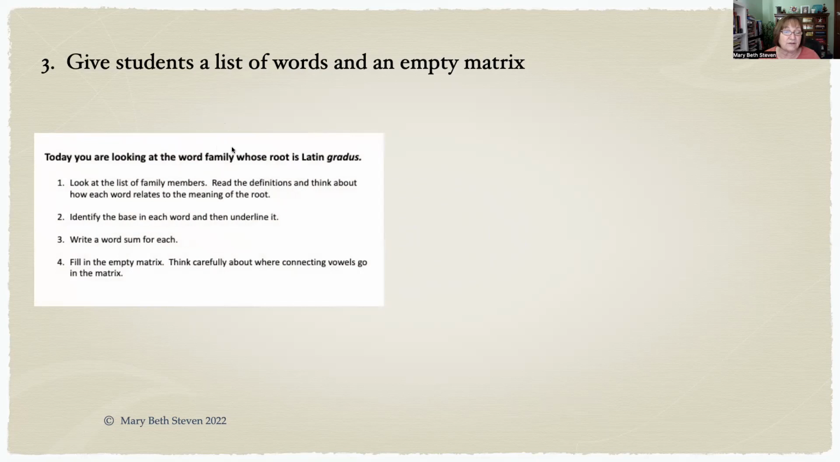Today you are looking at the word family whose root is Latin gradus. Oh, here's what I forgot to mention. I made this matrix, I printed it out, and then I whited out all the morphemes. So what I was left with was the matrix skeleton for this particular list of words. Okay, so that was part of what they got in their directions. They were to look at the list of family members, read the definitions, think about how each word relates to the meaning of the root.